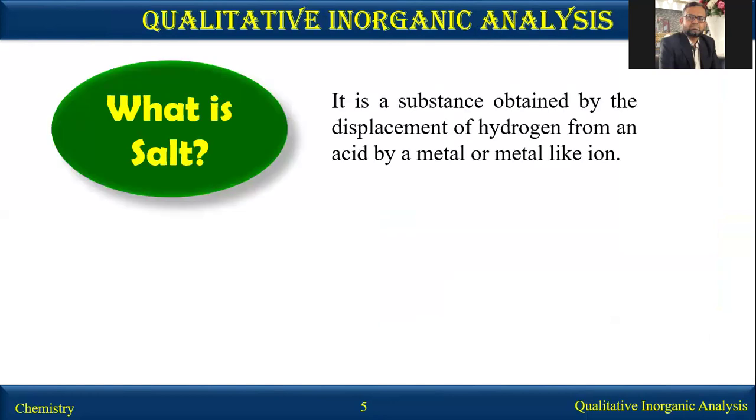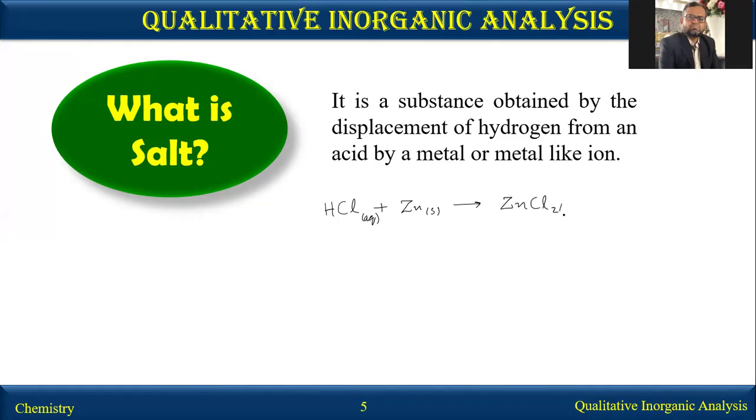Now, what is salt? Salt is a substance that is obtained by displacement of hydrogen from an acid by a metal. For example, if you see that this is HCl, this is a very simple reaction, and all the acids we react in their aqueous form. So what happens? For example, when it reacts with zinc, it displaces hydrogen and produces the respective salt of zinc.